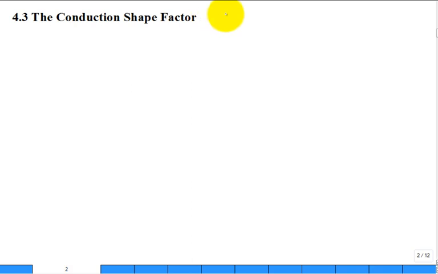The conduction shape factor is given the symbol S in many textbooks. It's a new entity, S. Well, where does it come from? Well, remember our Fourier's law: Q is equal to K A over L delta T.